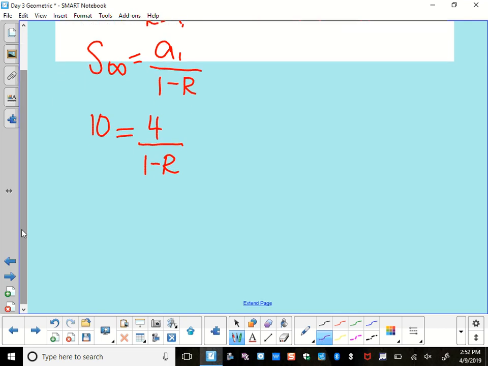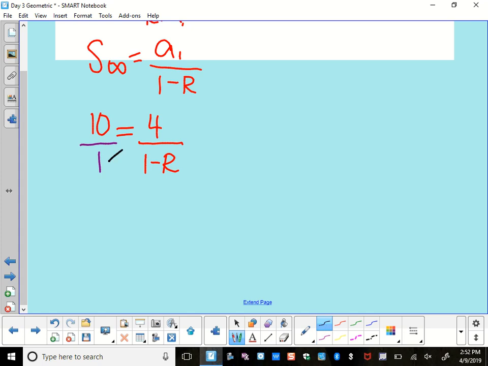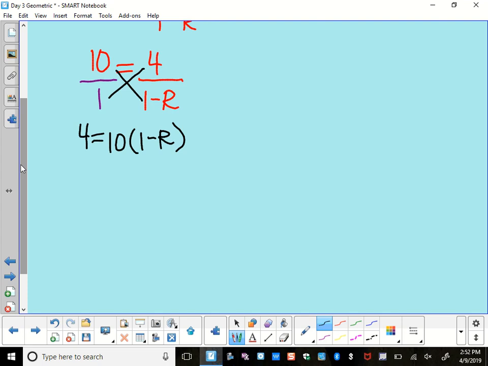Now, in order to solve for r, let's imagine that r is x. I'm going to make this a proportion. So let's put that 10 over 1. Okay? And then we can just cross multiply. What's 1 times 4? 4 equals 10 times 1 minus r. All we're doing is just multiplying right now to find r. So I'm going to distribute this 10. 10 times 1 is 10. 10 times negative r is negative 10r. How do I solve for r?